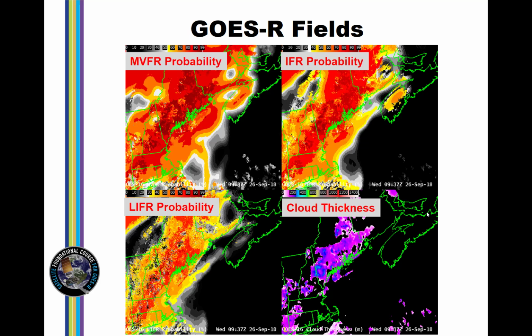High clouds are present over eastern Massachusetts and northern New Hampshire, and probability fields there rely on model data, and they consequently look much smoother because of smoothing that occurs in the model and because of the relatively coarse model resolution. Cloud thickness is not computed in those regions.